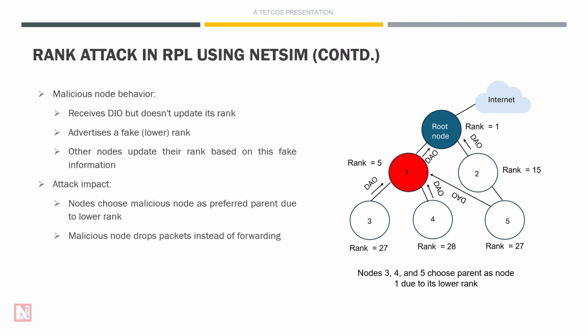Here's where the real damage begins. The malicious node starts dropping packets instead of forwarding them. And because multiple nodes depend on it, this leads to a total breakdown in communication. The result? Zero network throughput and a compromised RPL topology.